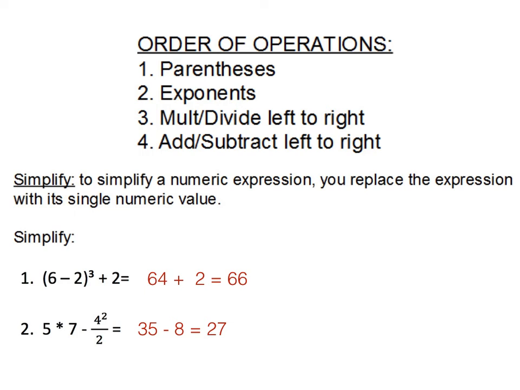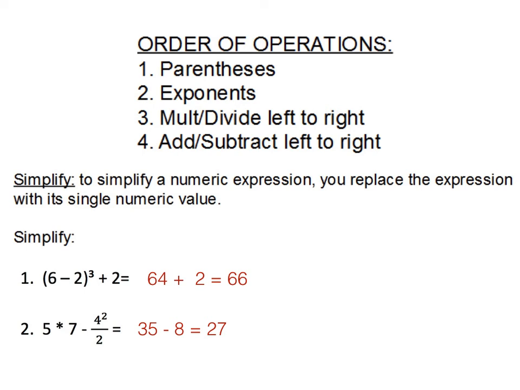To simplify a numeric expression means you're going to replace the expression with its singular numeric value. In other words, calculate it. So for the first example, we're going to follow order of operations. We're going to do the parentheses. 6 minus 2 is 4. 4 to the 3rd power is 64. Then add 2, you get 66.